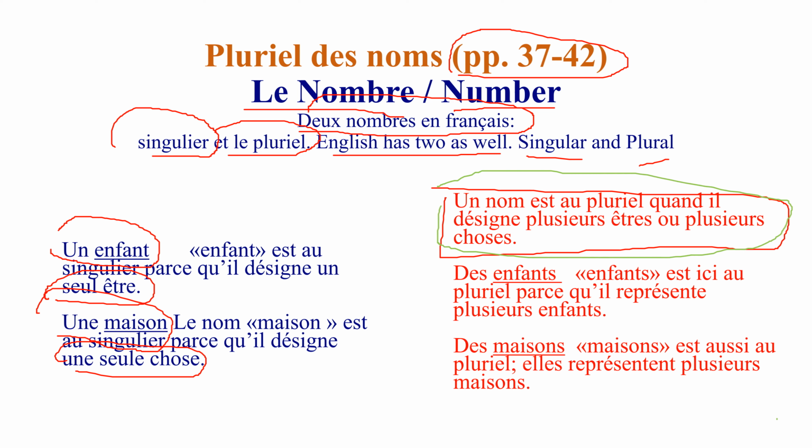For example, un canal, you drop the AL and you replace it by AUX. Un canal, des canaux. Cheval, here we go again, you drop the AL and you add AUX. So what do you have? Des chevaux.